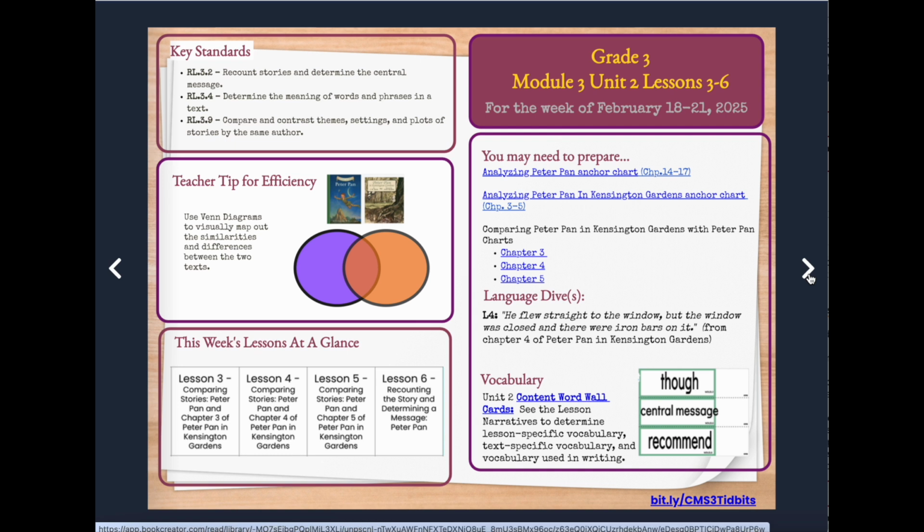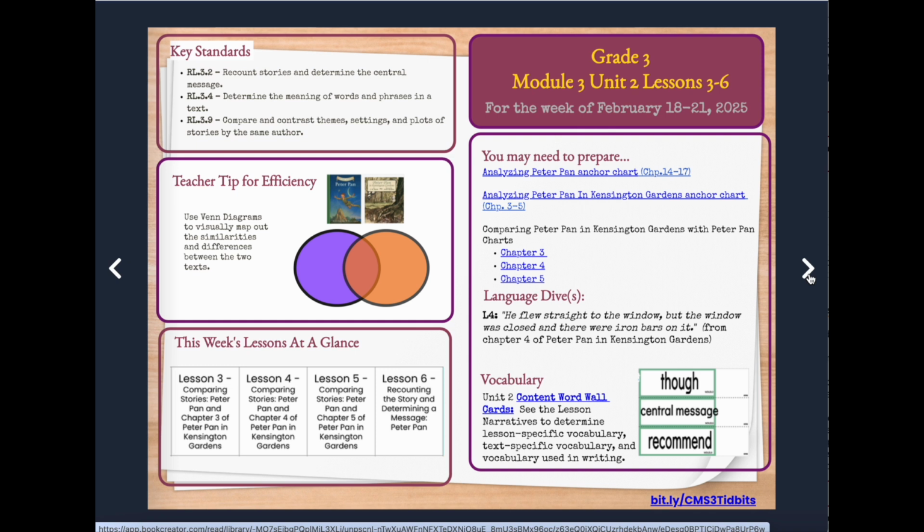For the week of February 18th to the 21st, we are on Module 3, Unit 2, Lessons 3 through 6. Key standards for this week hone in around recounting stories and determining the central message, determining the meaning of words and phrases in a text, and comparing and contrasting themes, settings, and plots of stories by the same author.